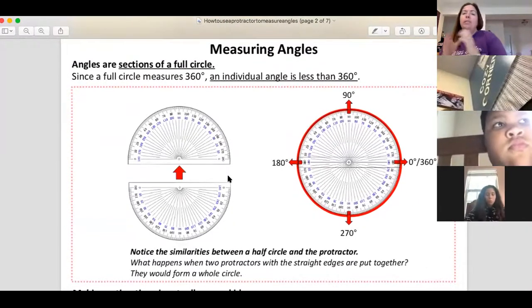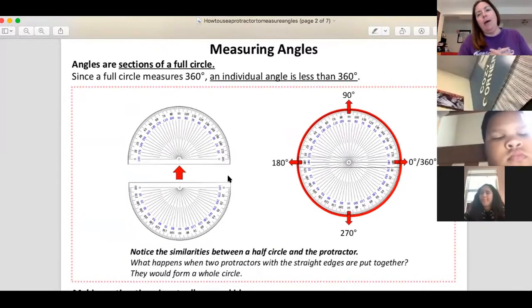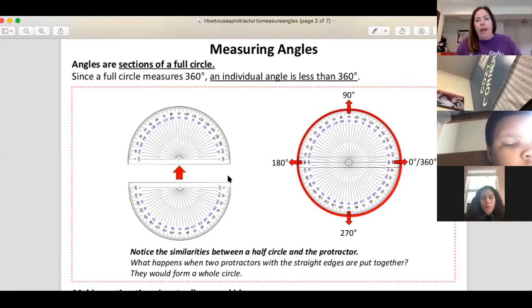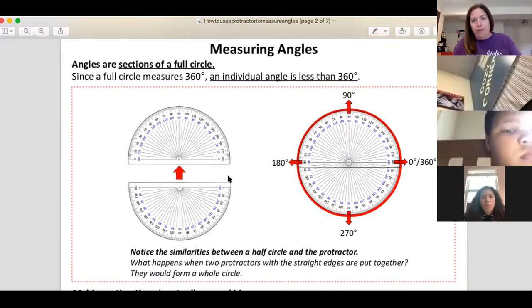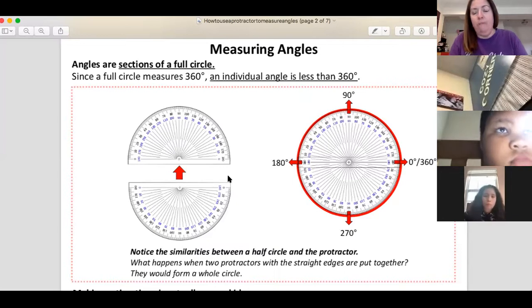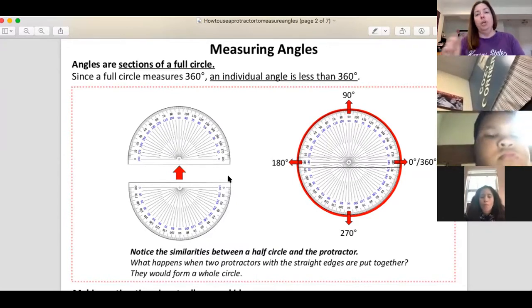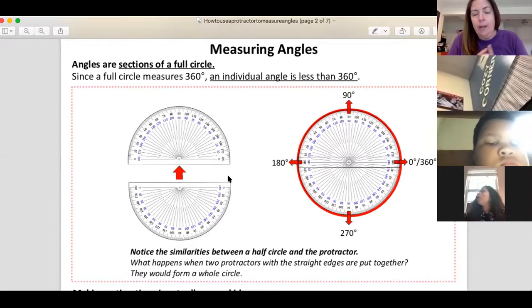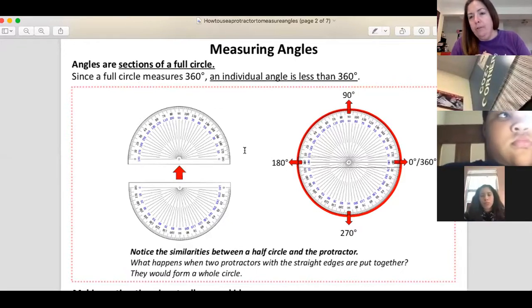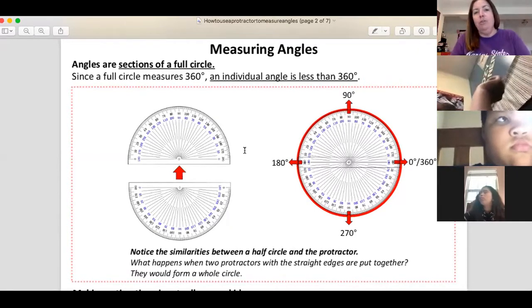So angles are sections of a full circle, right? When we talk about angles, it's really just a part or a portion of a full circle. A full circle measures 360 degrees, right? If you stood up and started facing your computer or your device and you turned all the way around until you returned to the same position where you were facing your computer or device, you would turn 360 degrees, right? Half of that, if you just turned halfway around, so you were facing the opposite direction, you would turn 180 degrees, right? That's half of a circle.